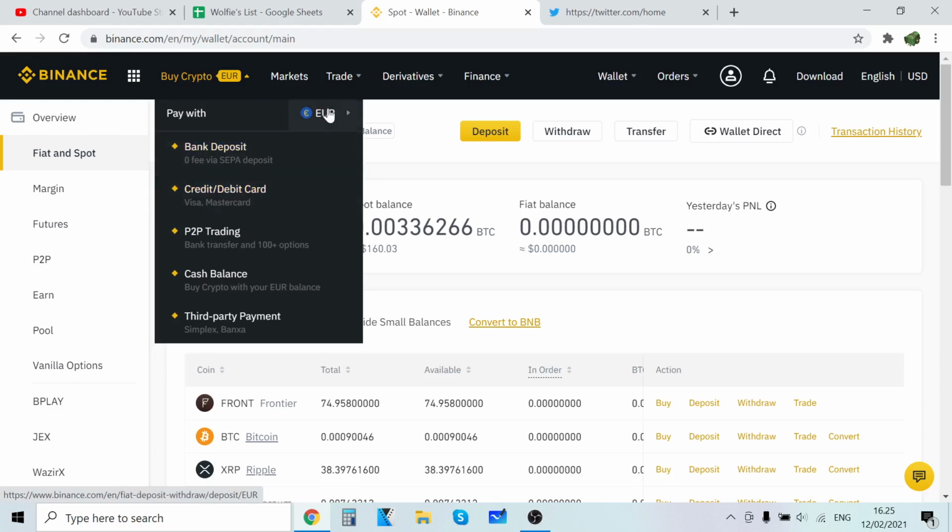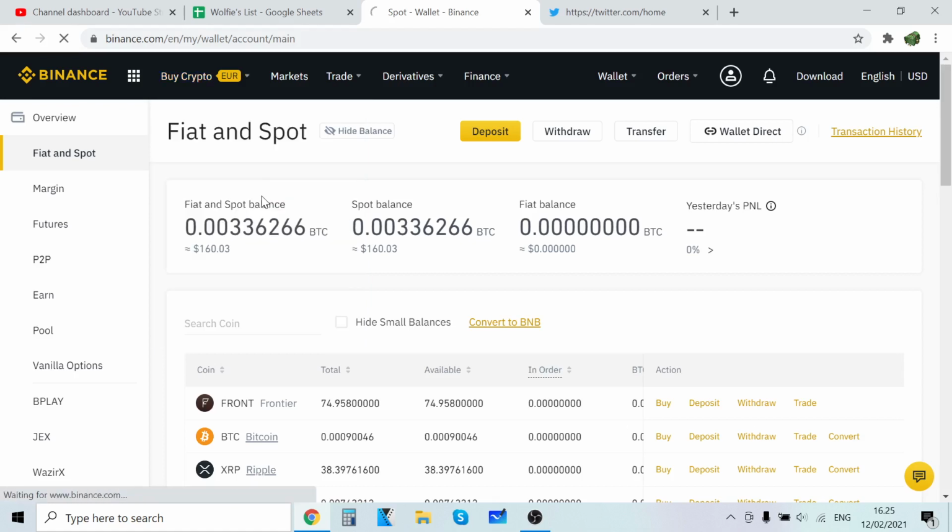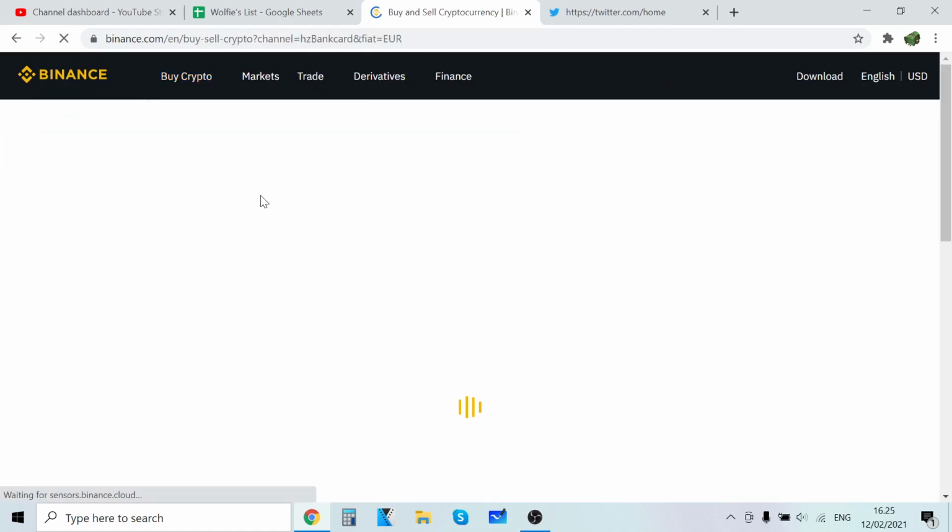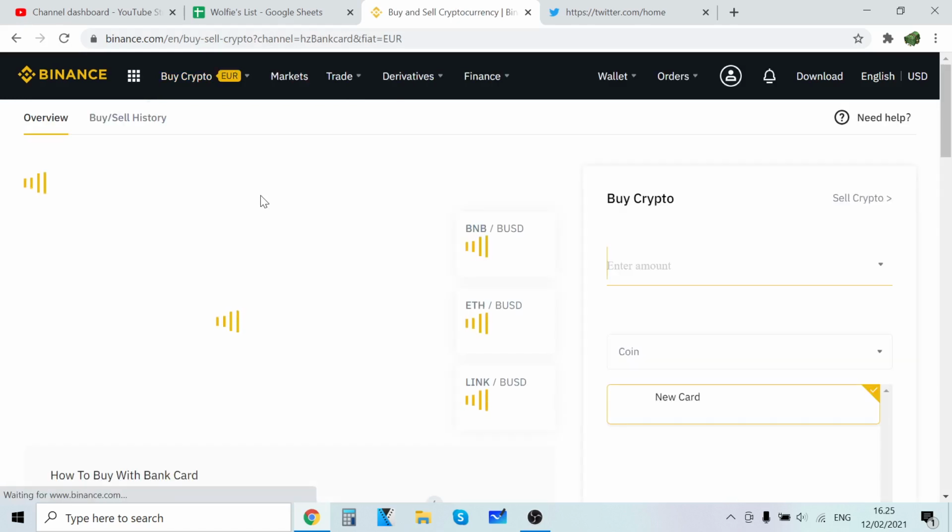By the way, it says euro here because I'm currently in Europe. But if you're, for example, watching this from the United States, it will say USD as soon as you log into your Binance account. Anyway, after that, all I have to do is click credit and debit card. And here you can buy cryptocurrency straight up with your credit card. It's very easy these days.